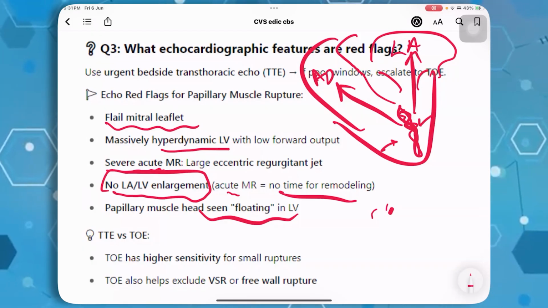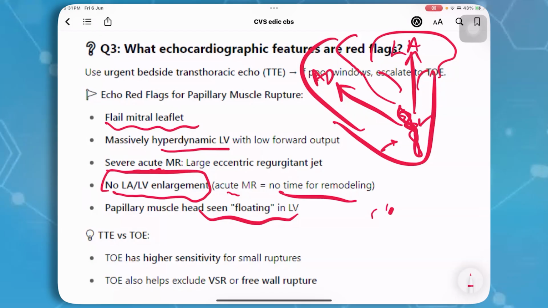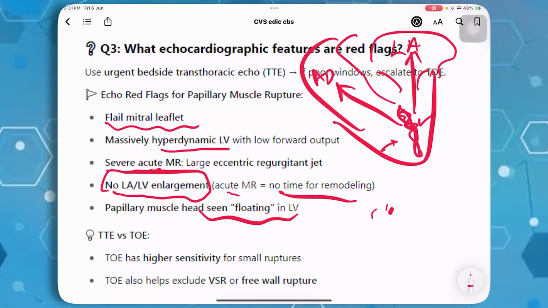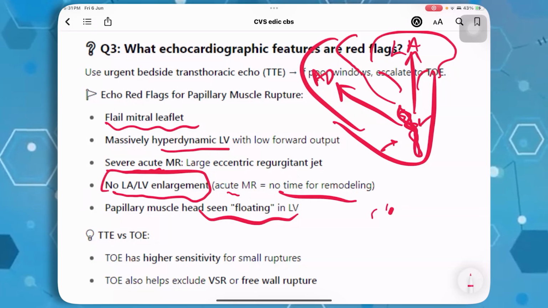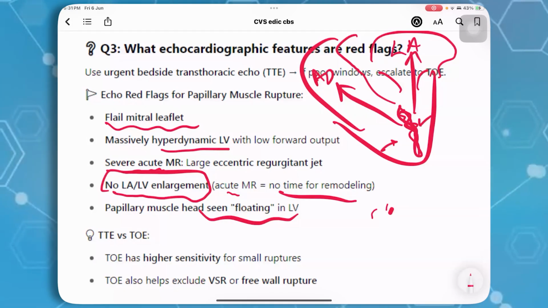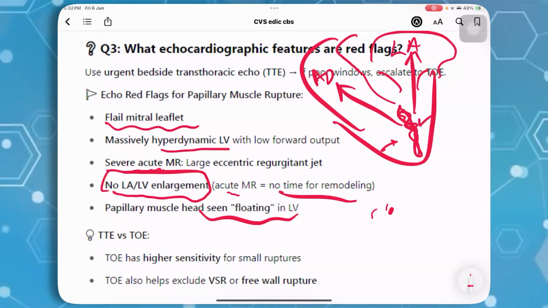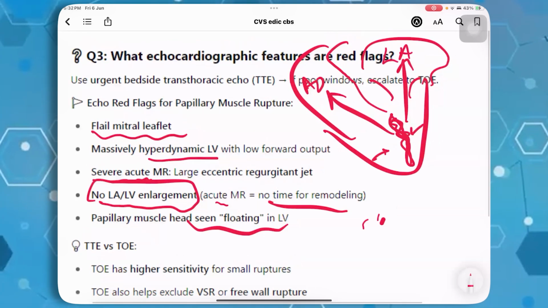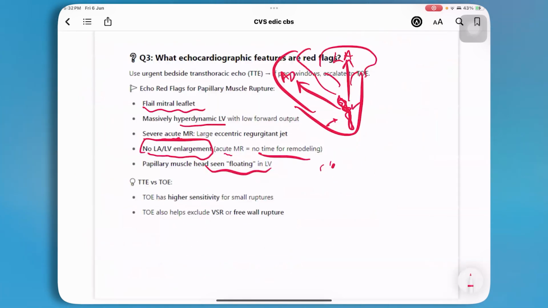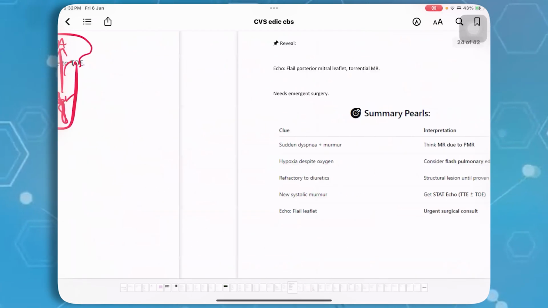If you are in doubt and you're not able to arrive at a diagnosis, intubate the patient, have them lie down flat, and then put in a transesophageal echocardiography. So it's a big question of decision making. It does exclude VSR or free wall rupture, but you have to keep the patient surviving until then.